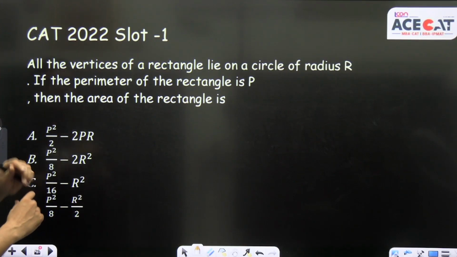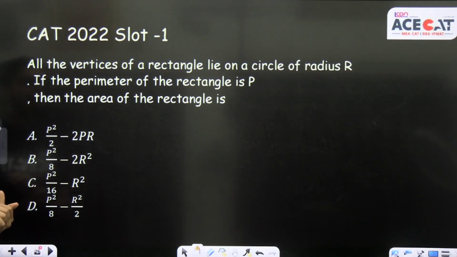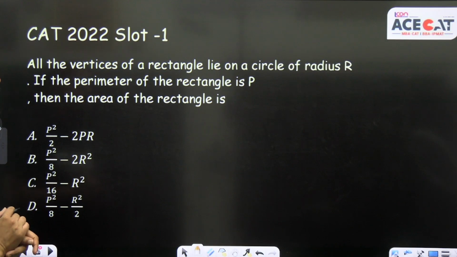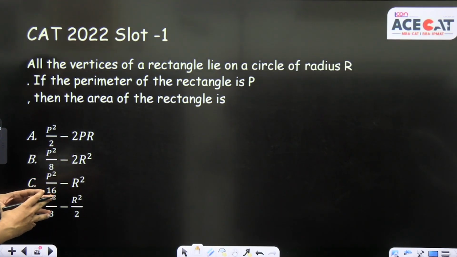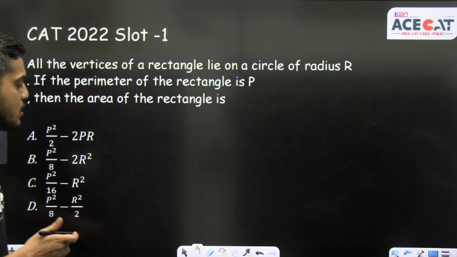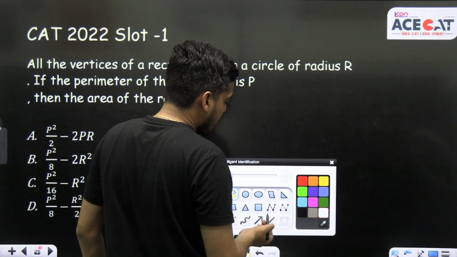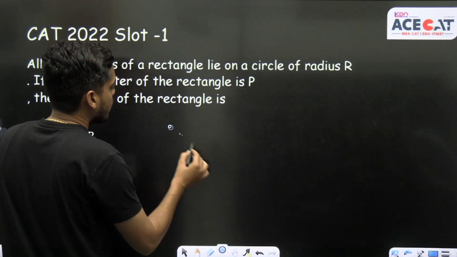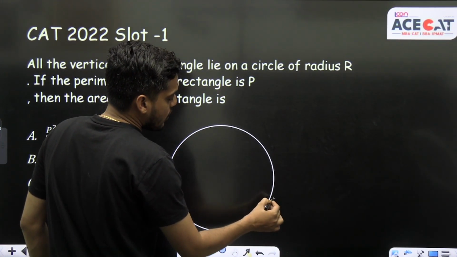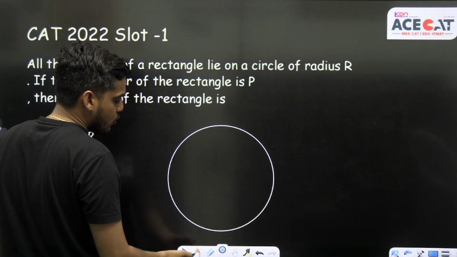So let's read the question, guys. All the vertices of a rectangle lie on a circle of radius capital R. If the perimeter of the rectangle is P, then the area of the rectangle is what? It was a very nice question, but you must show the courage to attempt it. When you try to solve this, it will become very easy for you.